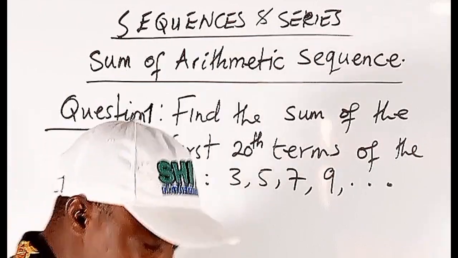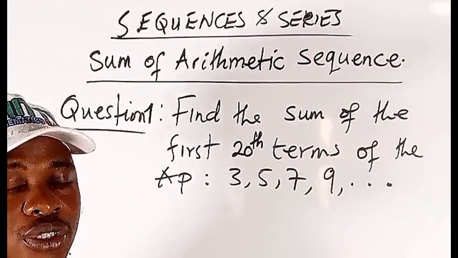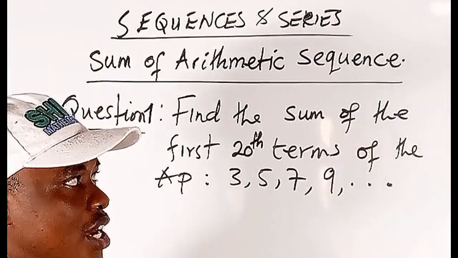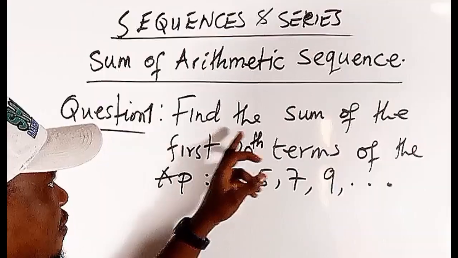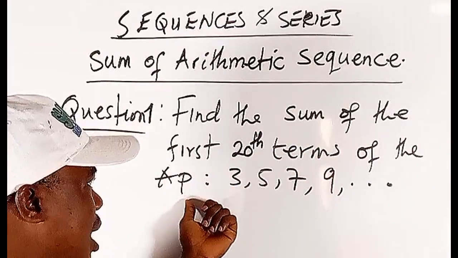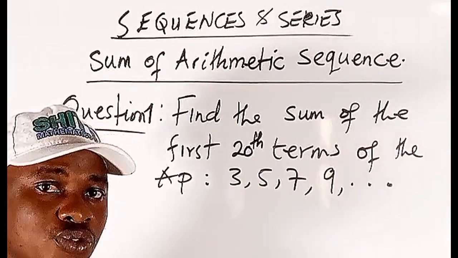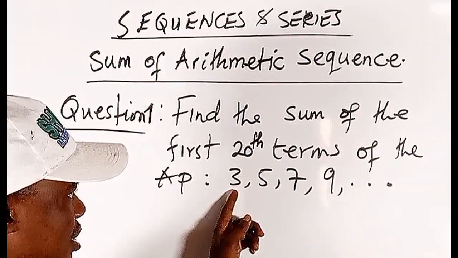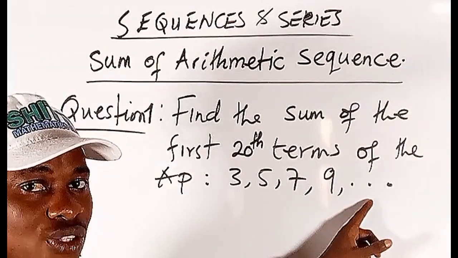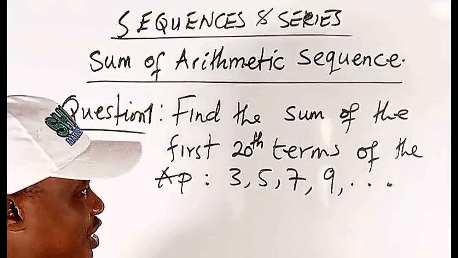As I said in my previous video, today we are going to be looking at how we can apply the two formulas that I gave. So now here, find the sum of the first 20 terms of the AP. That means 1, 2, 3, up to the position of 20. We want to add from the first term till we get to the 20th term. So when you add them together, what are we going to have?